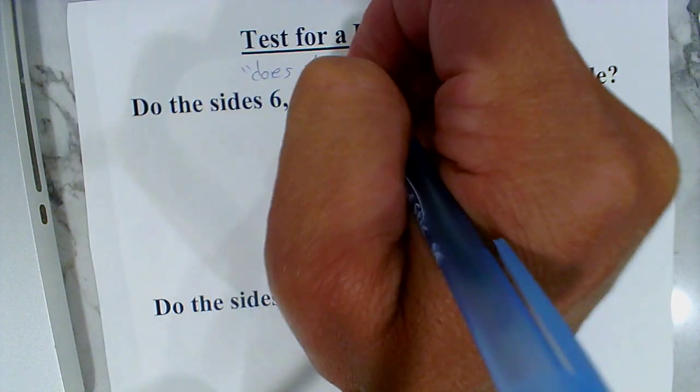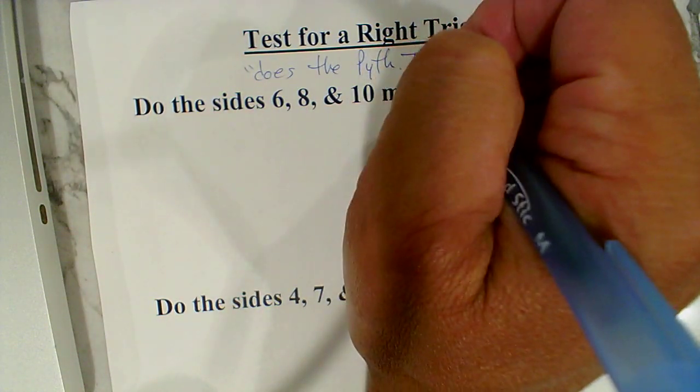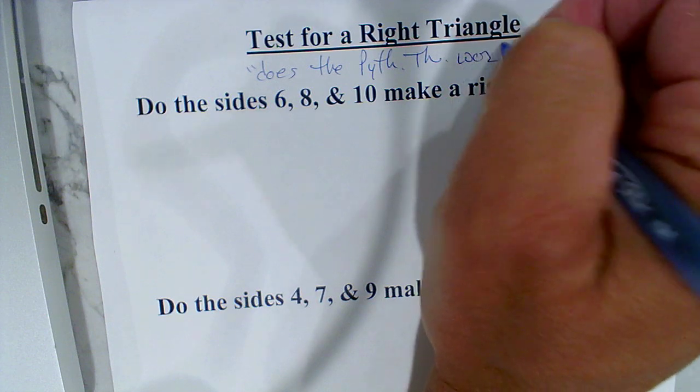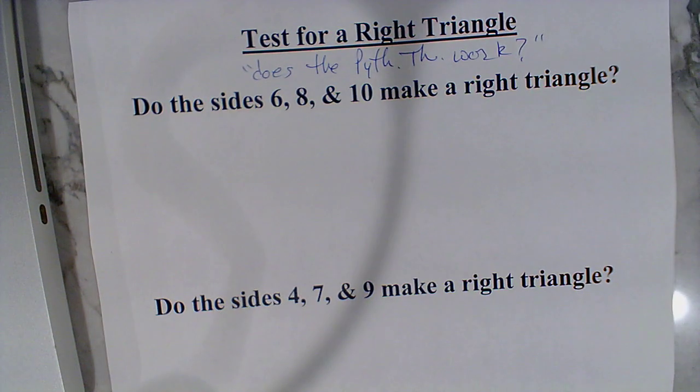Does the Pythagorean theorem work? Now, that's not the most mathematical way of saying it, but the reality is if you plug the values into a squared plus b squared equals c squared, and the left side of the equation equals the right side of the equation, then you have yourself a right triangle. If they don't, you don't. It's that simple. So I have three questions here that I'm posing.